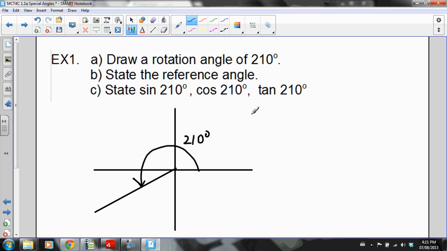Well, if that's 180 right there, how much is this? Well, it's 210 subtract 180, isn't it? 210 subtract 180. And there's our reference angle, right? Our reference angle is one of our special angles from earlier in the lesson, isn't it?